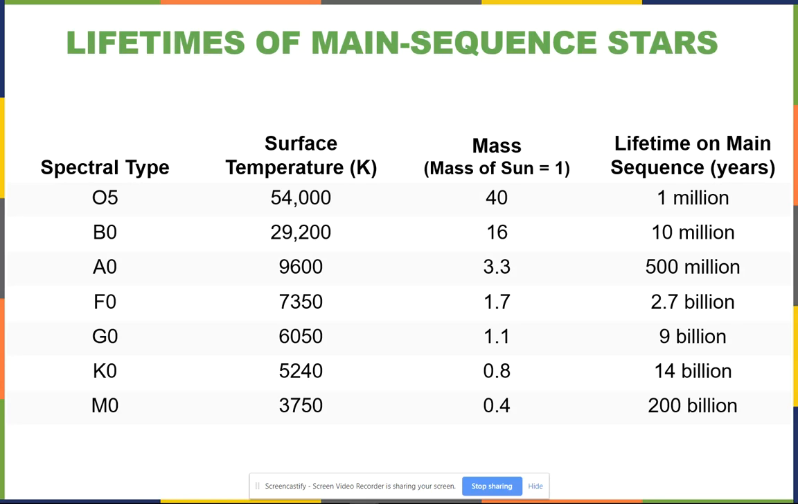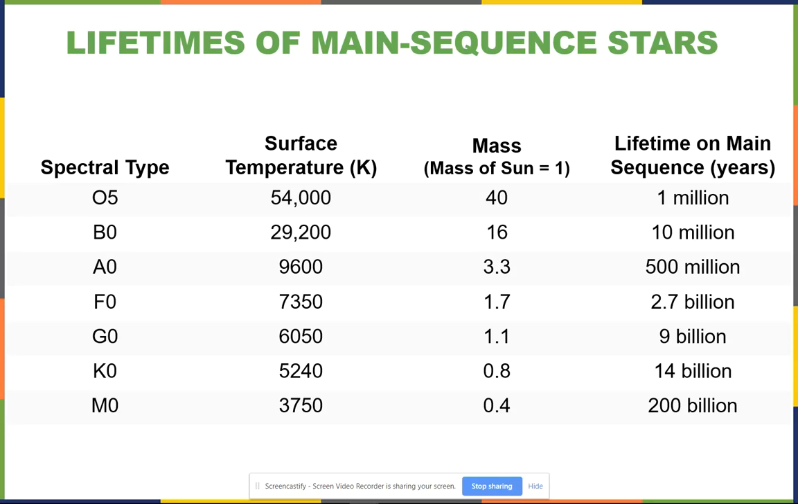Where's the sun on this chart? Just below the 9 million, right? This is 1.1 solar masses, 6,050, G0. The sun is G2, 5,800, 1.0, and 10 billion. So the sun has a lifetime that's about 10 times longer than the lifetime of Betelgeuse. I said 10. Did I say 10? I should have said 1,000. About 1,000 times longer than the lifetime of Betelgeuse, and 10,000 times longer than the lifetime of an O5 star.